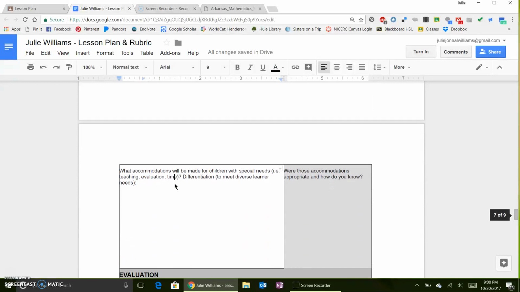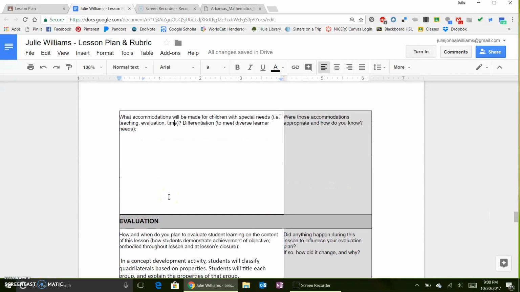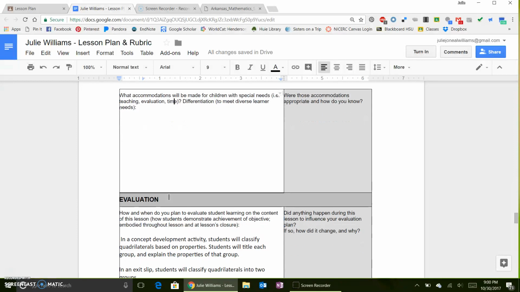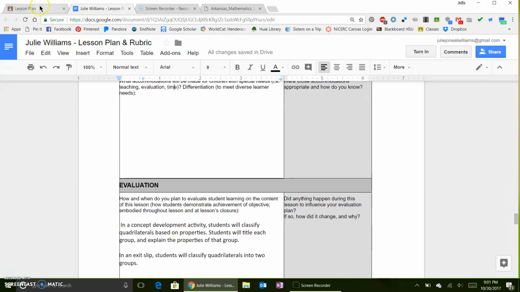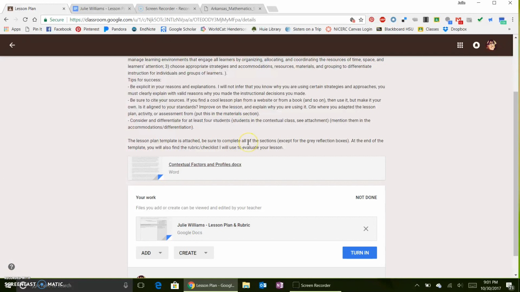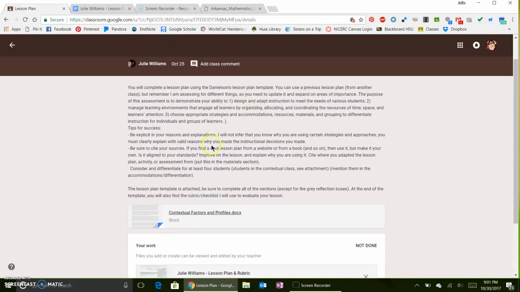Materials. Okay, now I'm down to accommodations. So what accommodations we made for children with special needs and then also differentiation. So we're looking at not just special needs, but also differentiation. So you're going to choose, in the lesson plan, it tells you, let's see, I'm seeing how many students it says that we have to differentiate for us. That way I do not lie to you.